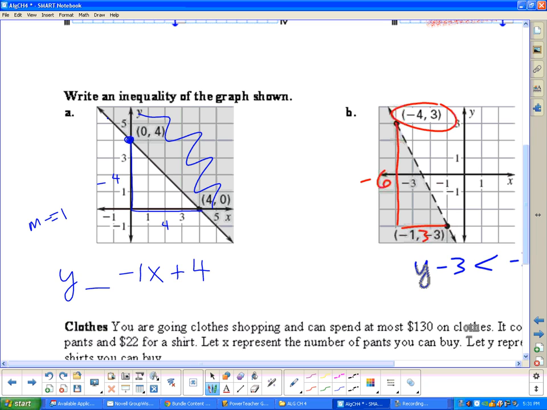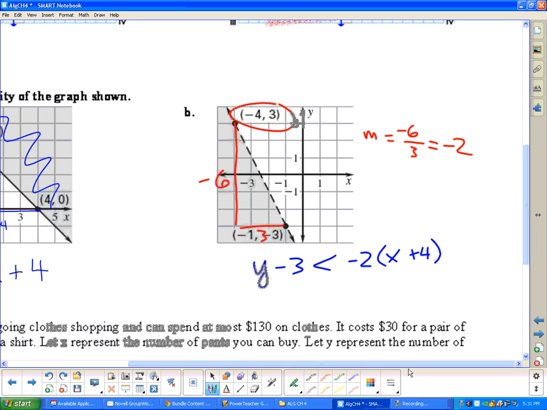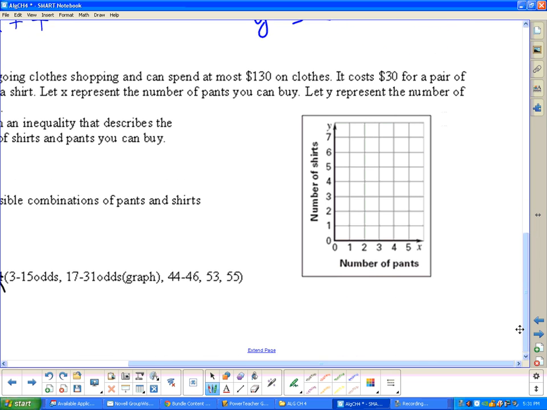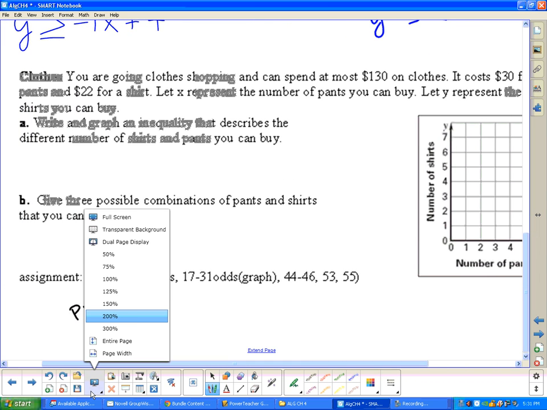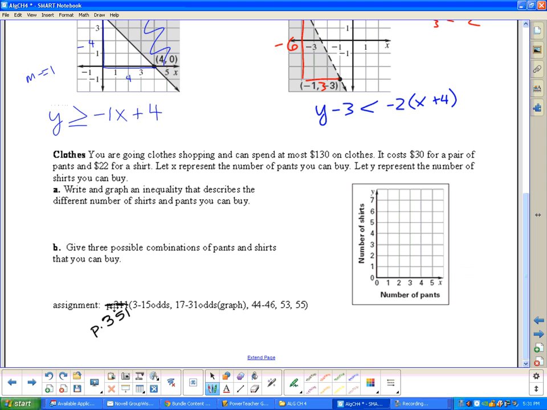All right, the last thing we have here is a real-world example, or at least a real-world situation, where it says you're going clothes shopping and can spend at most $130 on clothes, and it costs $30 for a pair of pants and $22 for a shirt. Let X represent the number of pants you can buy, and let Y represent the number of shirts you can buy. So write and graph an inequality that describes the different number of shirts that you can buy.